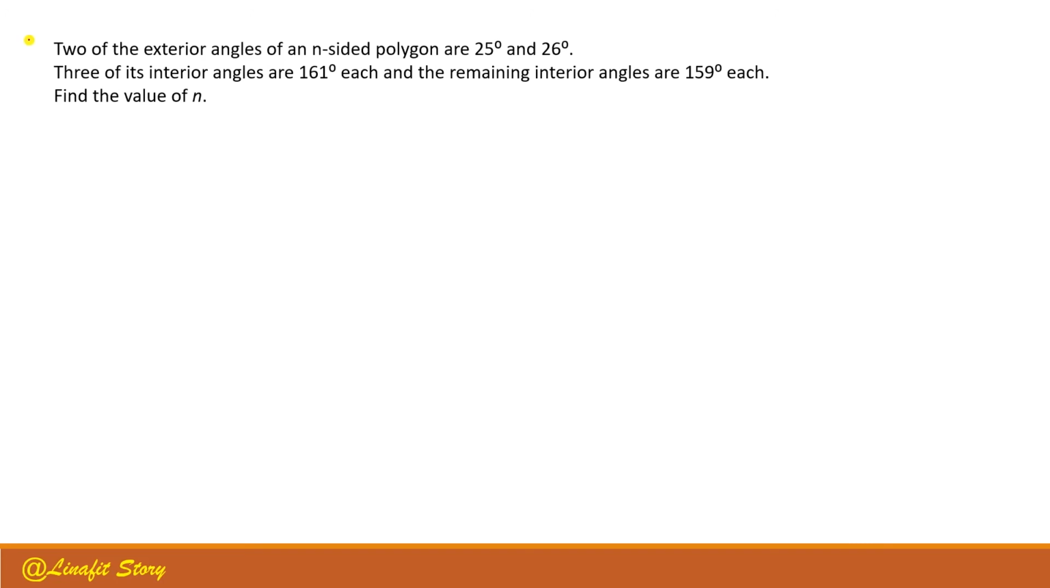Two of the exterior angles of an n-sided polygon are 25 degrees and 26 degrees. Three of its interior angles are 161 degrees each, and the remaining interior angles are 159 degrees each. Find the value of n. The sum of exterior angles of an n-sided polygon is equal to 360 degrees.